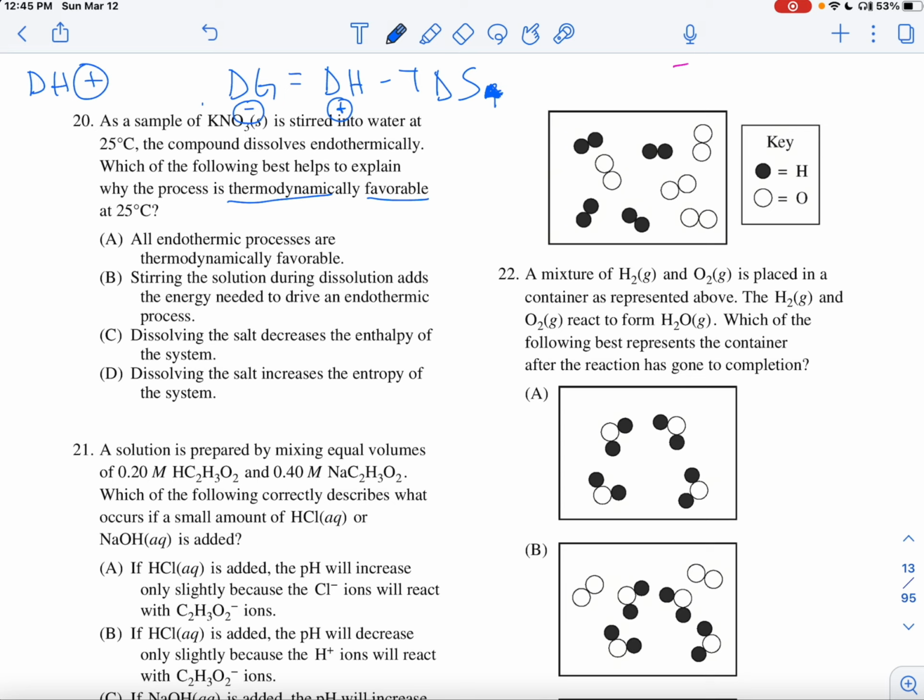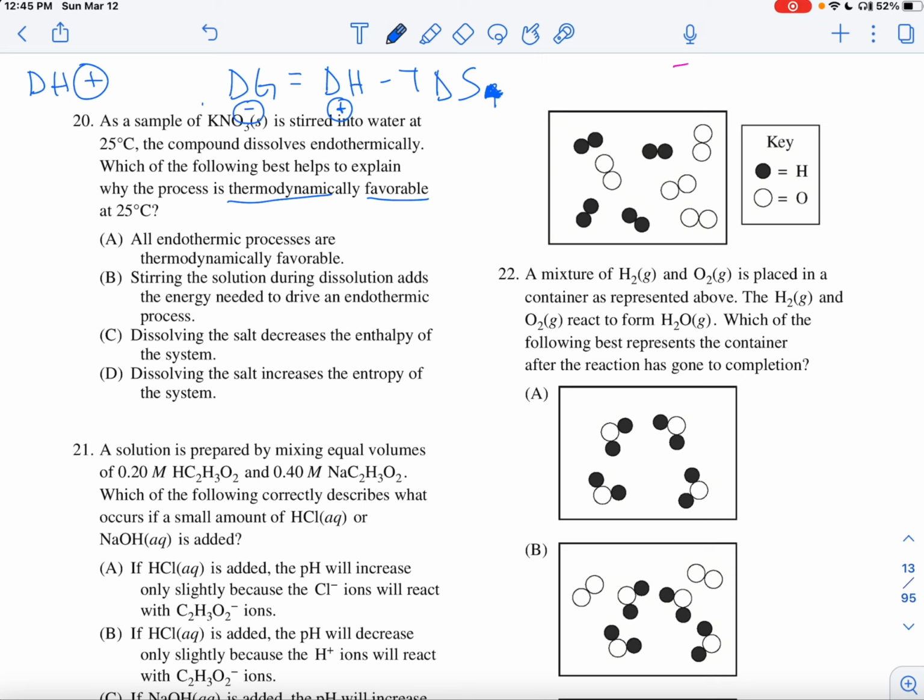Okay, and we talked about that too. We talked about how when you go from solid to liquid or liquid to gas, the entropy increases because everything is more spread out, right? So that makes sense. So what I would probably do for this question is go through the choices and say, do any of them increase the entropy? If so, I'm going to pick that one.